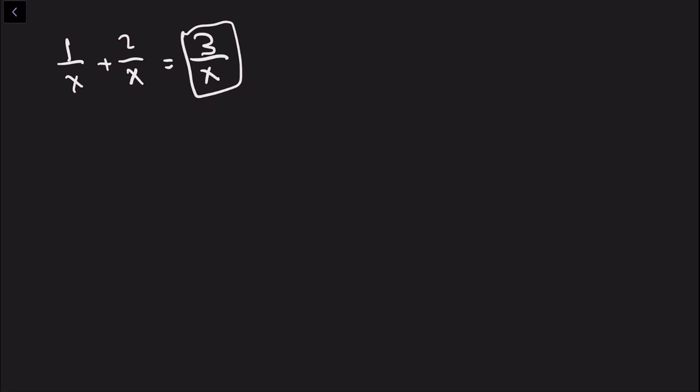But a lot of times we won't have the same denominator. So if we have something like 1 over x plus 1 over x plus 1, these are not the same denominators, so we can't add these together.